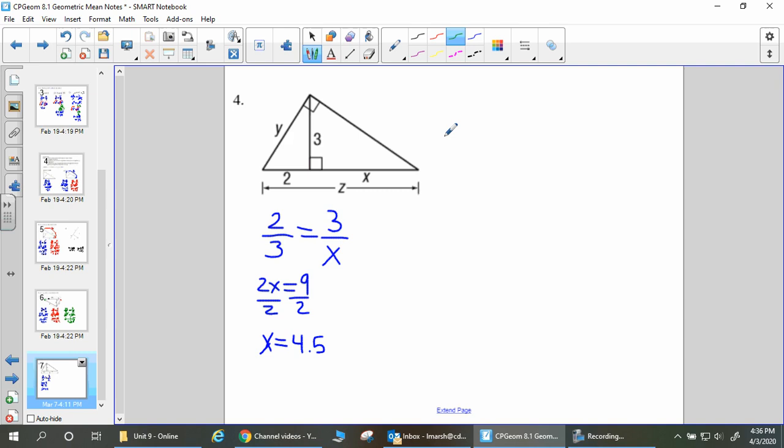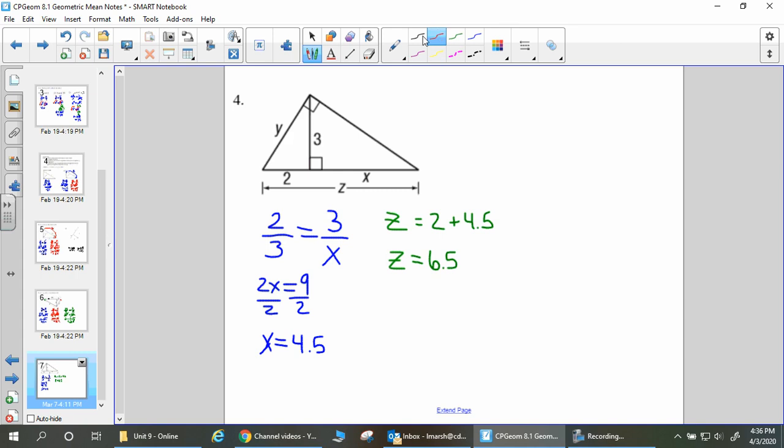When I look at my picture, if I know what x is, that means I actually know what z is, because z is simply 2 plus x. So the value of z is 2 plus 4.5. So that means my value of z is 6.5. And once again, I didn't need a square root on this one, and that's okay.